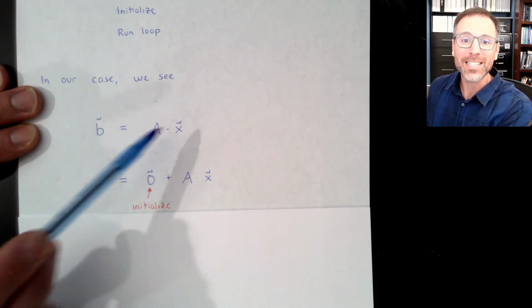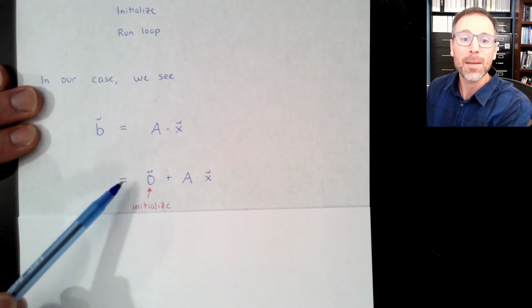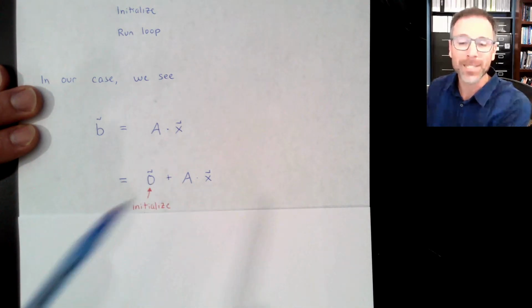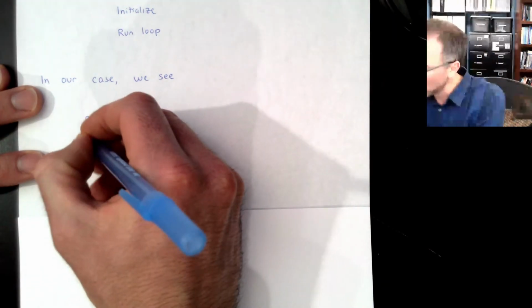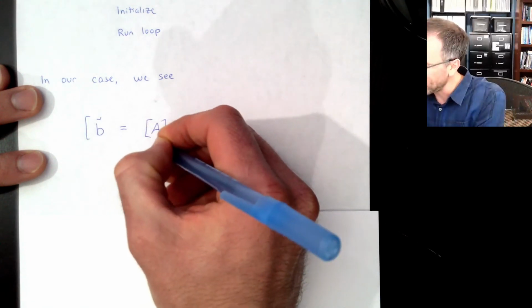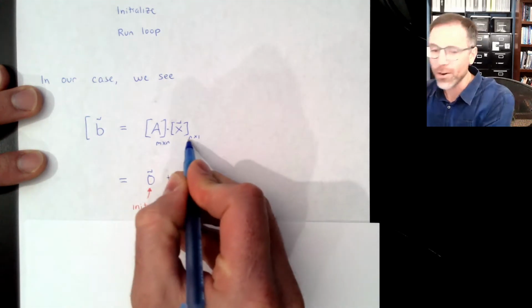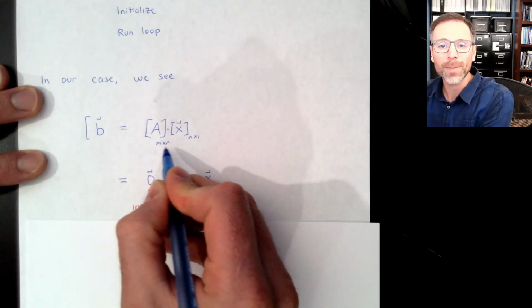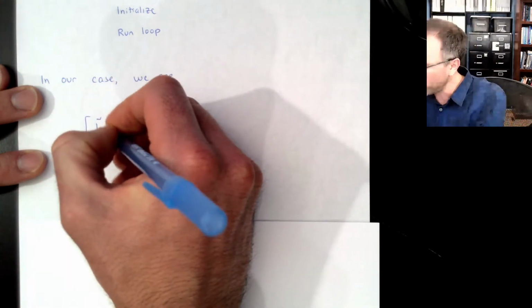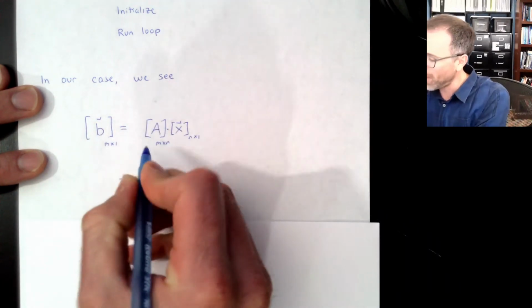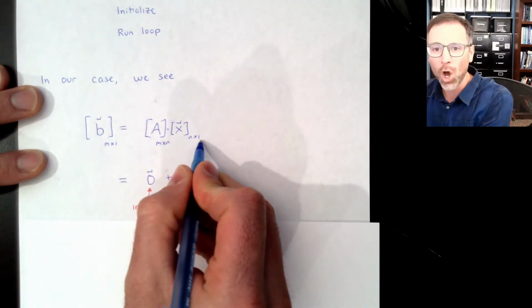So b is A times x is the same thing as saying b equals 0 plus A times x. Of course, we have to do a little bit of analysis. Remember that A is an m by n, x is an n by 1, the inner dimensions must agree. Those dimensions cancel out, and the size of the output is going to be determined by the row size of A and the column size of x.